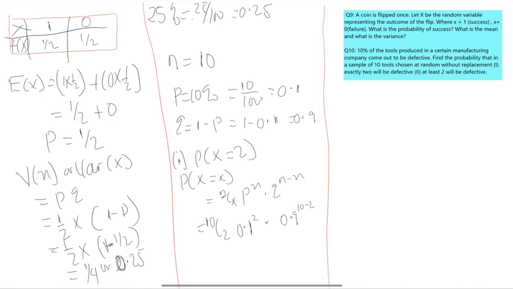Okay, so let me get my calculator now. So we have 10 combination 2, and that will give us 45. So here we have 45 times 0.1 squared times 0.9 raised to power 8, because 10 minus 2 is 8, and that is going to give us 4.304672 times 10 raised to power minus 2, right? And then when we multiply this out, multiply times 45, we are going to be getting 0.1937. So this is the probability that exactly 2 will be defective, right?